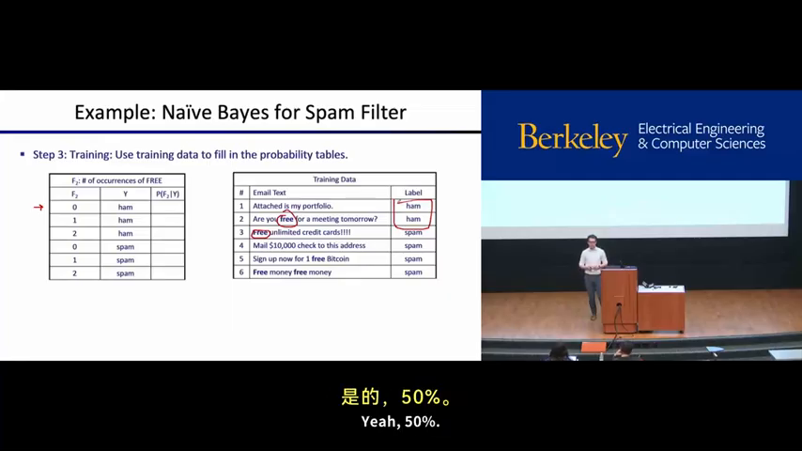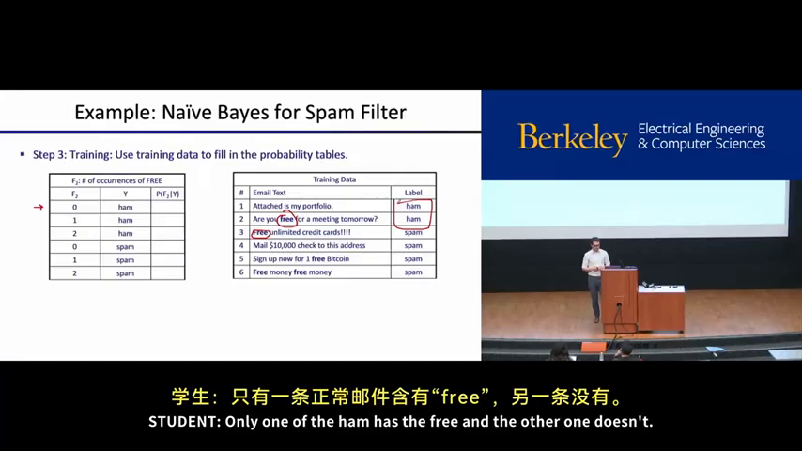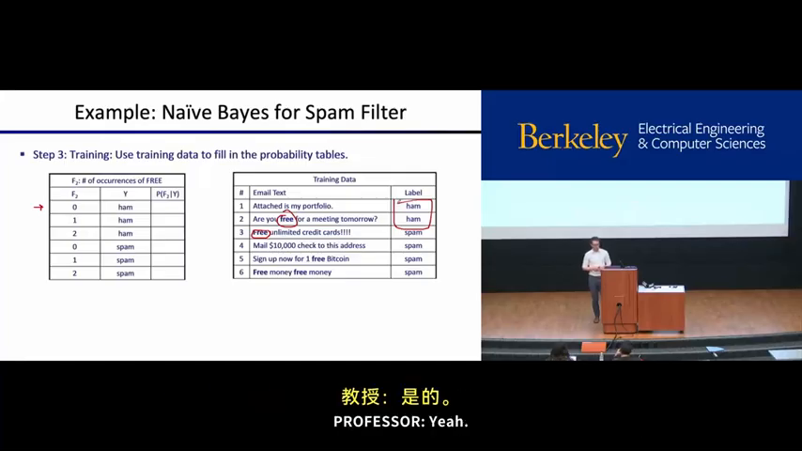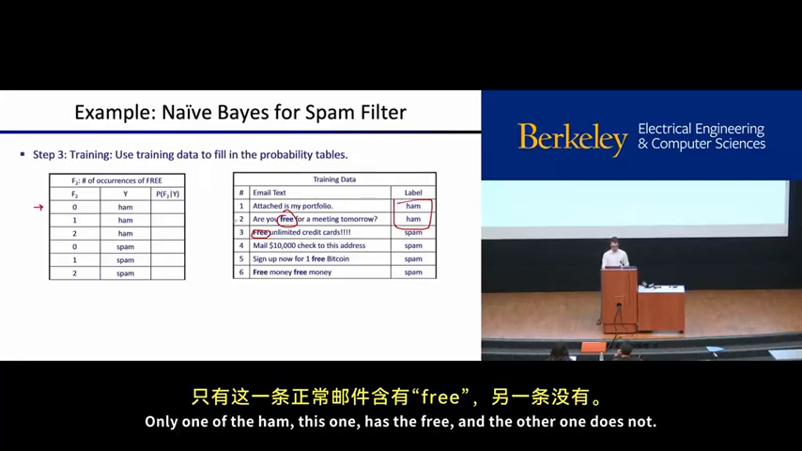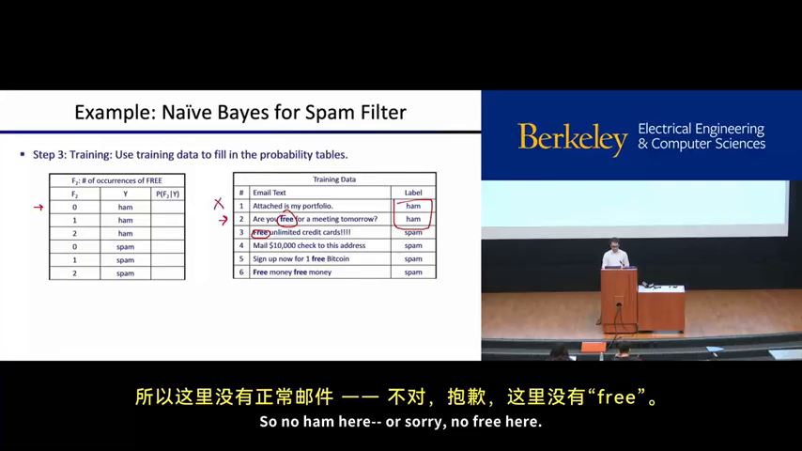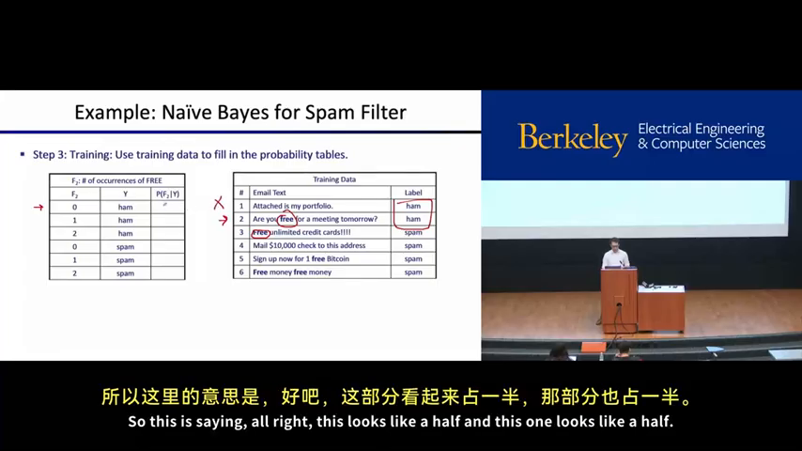Yeah. 50%. How did you get 50%? Only one of the ham has the free, the other one doesn't. Yeah. Only one of the ham, this one, has the free, and the other one does not, right? So no free here. So this is saying, all right, this looks like a half, and this one looks like a half.